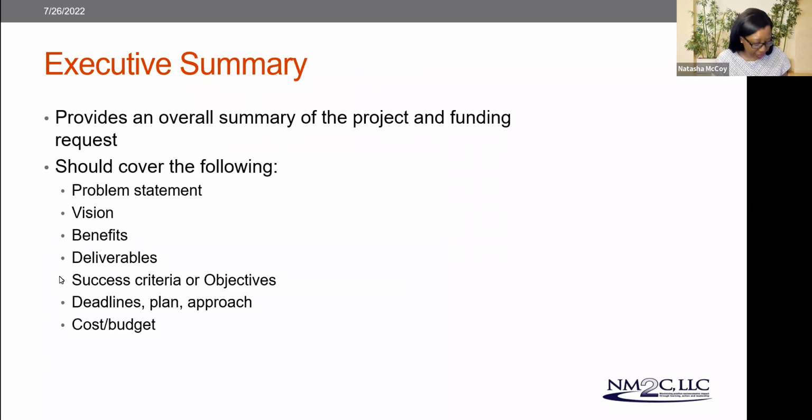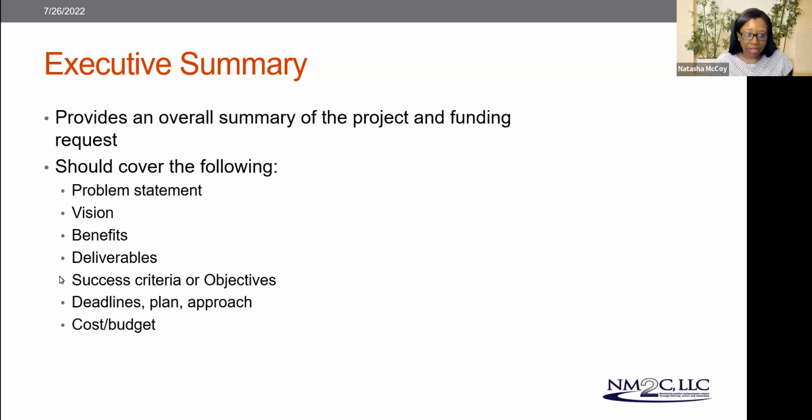So looking at the executive summary, this is where you're going to provide an overall summary of everything you're asking for. So you want to make sure that executive summary is very comprehensive, covers every aspect of the work you're trying to accomplish. It should cover the problem statement. This is where you really want to talk about the distress, the need, the challenge that's happening in the area that you work in. Really lay it out to the funder.